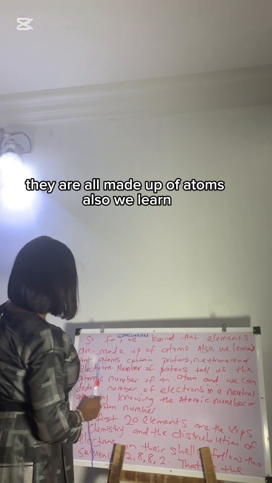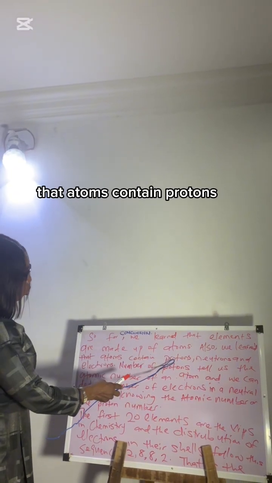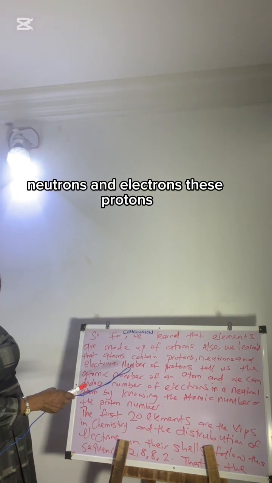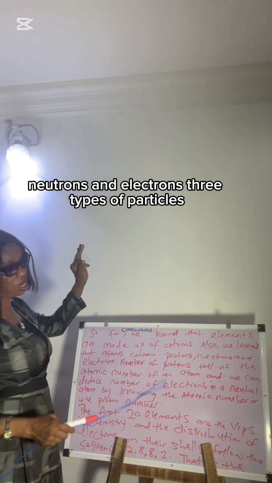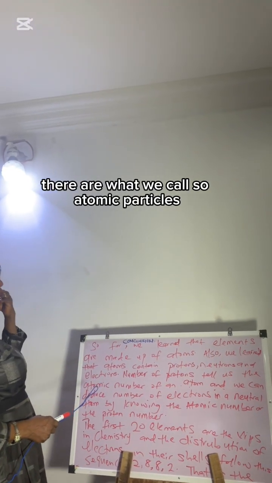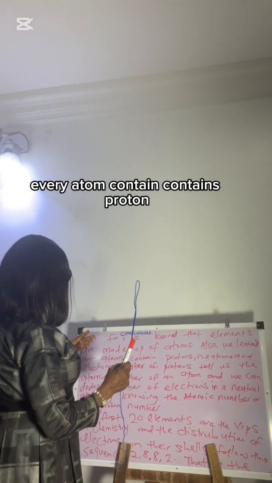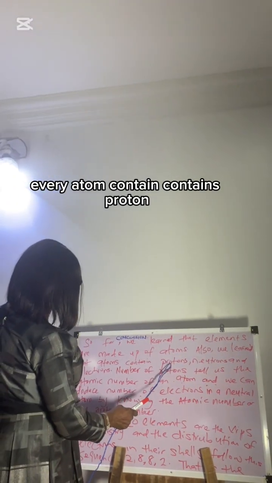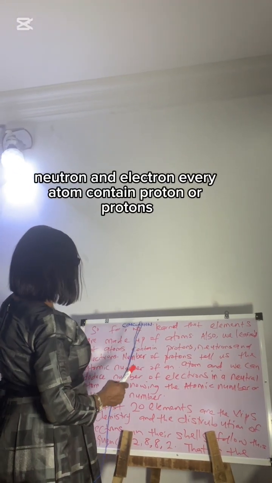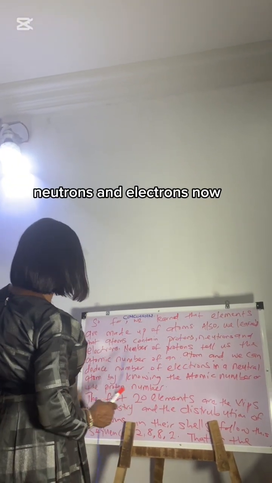Also, we learned that atoms contain protons, neutrons, and electrons. These protons, neutrons, and electrons, three types of particles, are what we call subatomic particles. Every atom contains proton or protons, neutrons, and electrons.